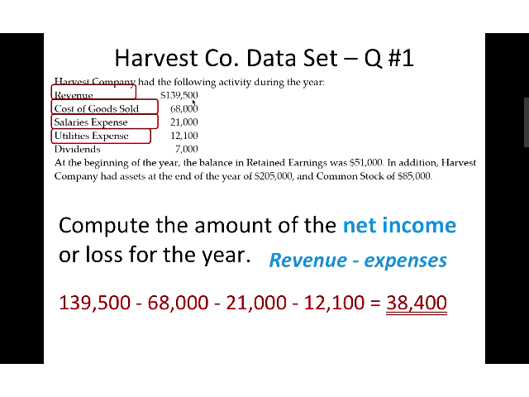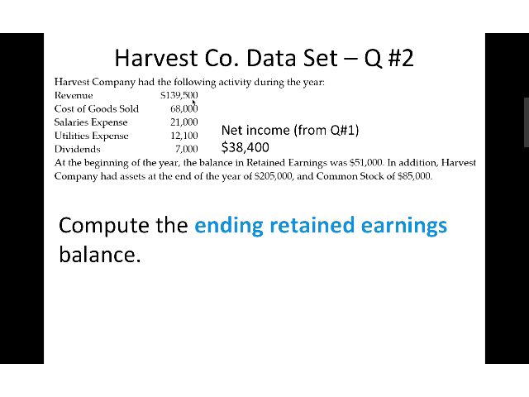Okay, we're going to move on to the same data set, new question. Now we have to compute the amount of ending retained earnings. And just to give you a heads up, ending retained earnings will be our beginning retained earnings plus our net income minus dividends. That's how we compute ending retained earnings. So wait a minute while you give that a shot. Now just notice that I copied down the net income from question 1 here.